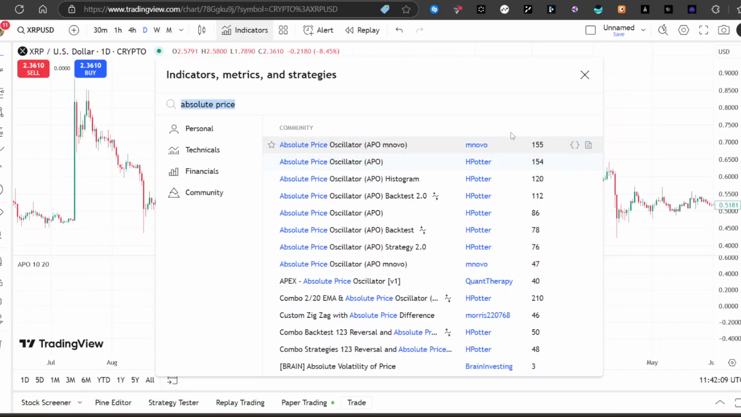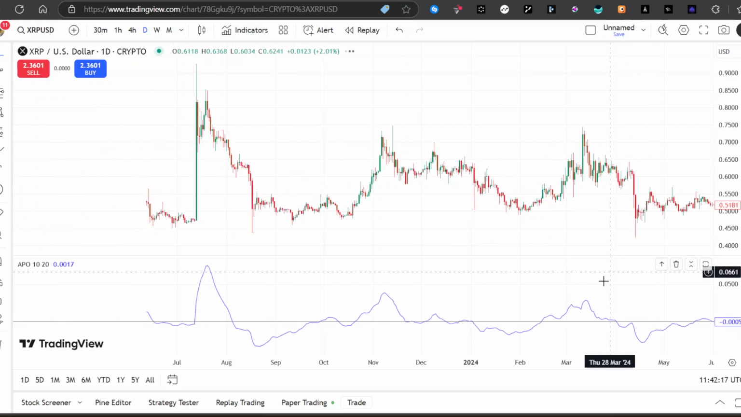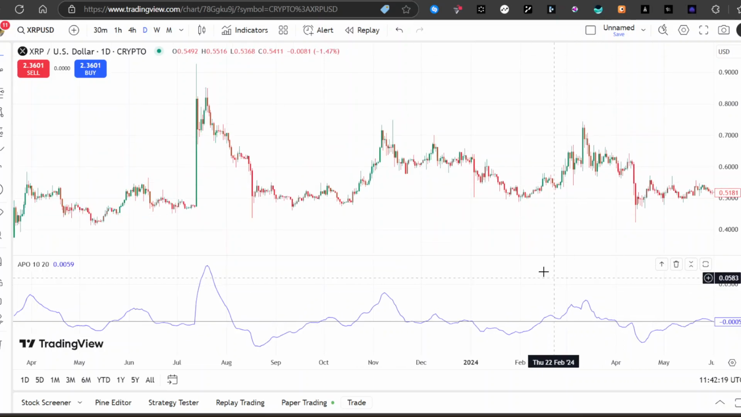So this is the Absolute Price Oscillator. Now it's a fantastic tool for measuring momentum and trend strength. So whether you are a seasoned trader or just starting out, understanding how to use the APO can improve your analysis and help you make better trading decisions.